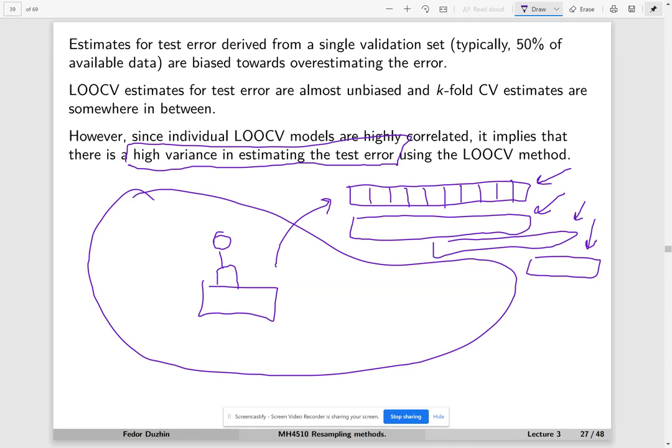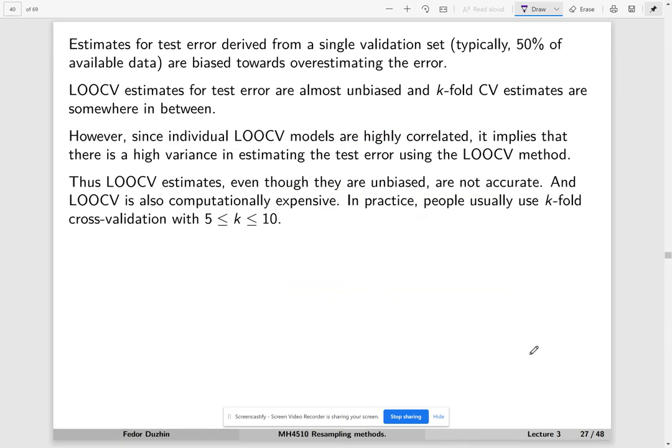And this is why leave one out cross-validation may not be good, not just because it is too computationally expensive, but also because it has high variance. This is the second issue with leave one out cross-validation as compared to k-fold cross-validation. In practice, we always use k-fold cross-validation with the number of folds between 5 and 10. You don't even have to do anything in between, just 5 or 10.